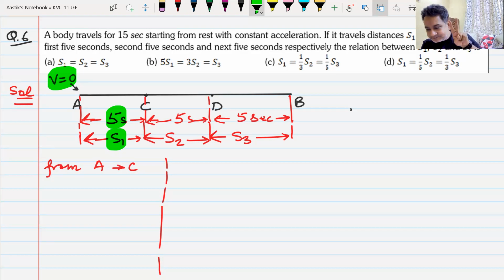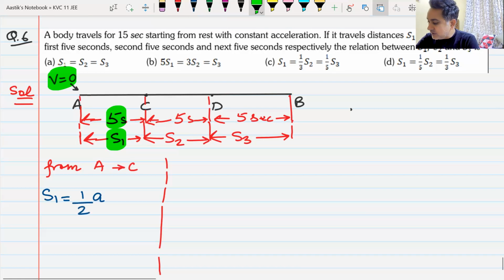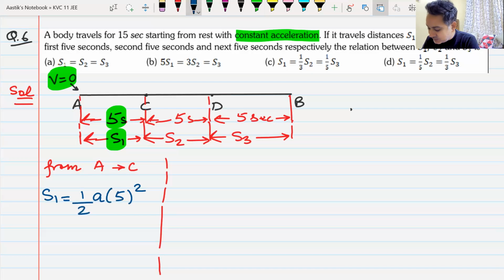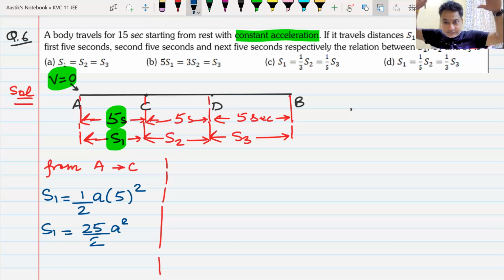Do we understand this? How much is the displacement? I am not going to write the equation because I've written it many times. Displacement S1 will be equal to U into T. U is 0. 0 into T is 0 plus half into acceleration, which is constant, into T square. How much is the time it has taken? 5 seconds. 5 square. So S1 becomes 25 by 2 into a. Do we understand this? Yes or no?